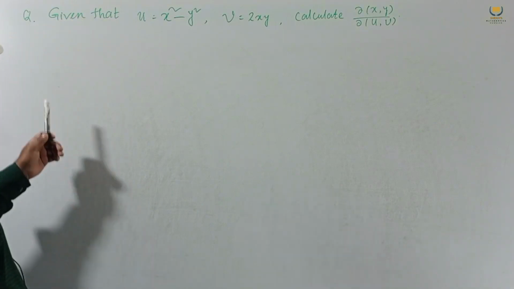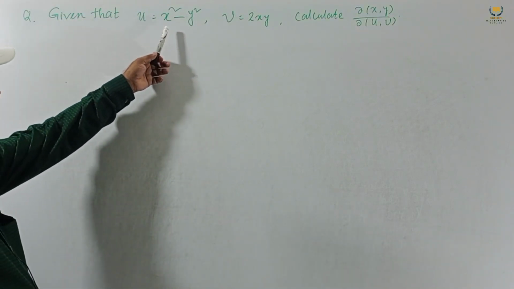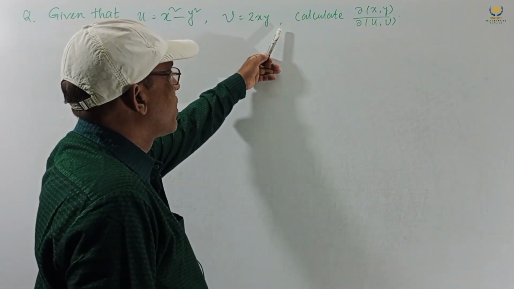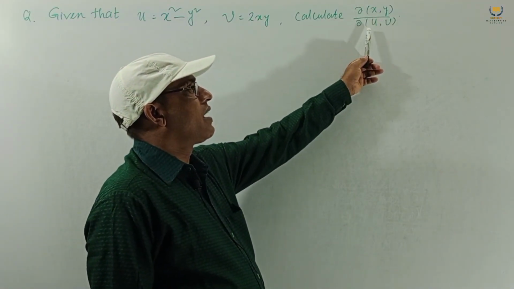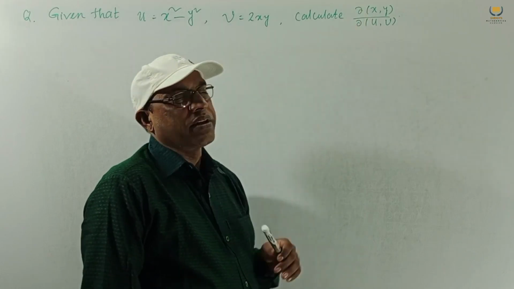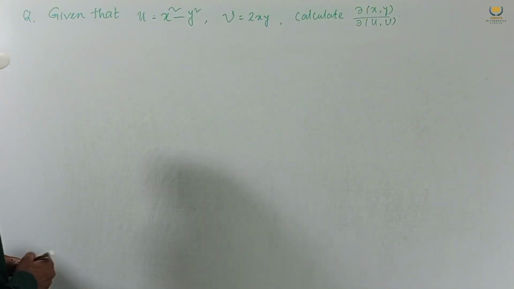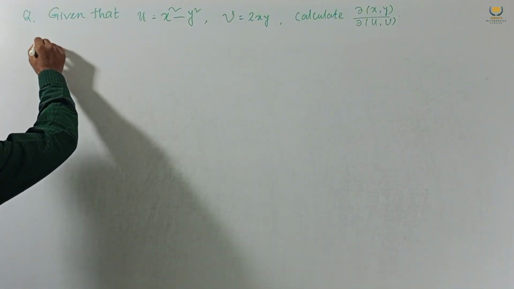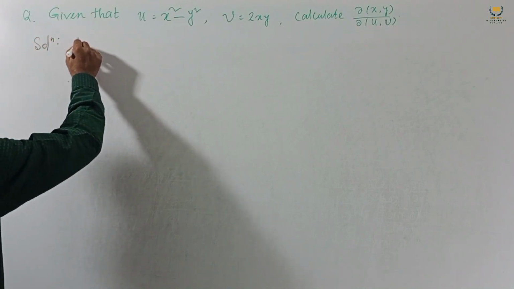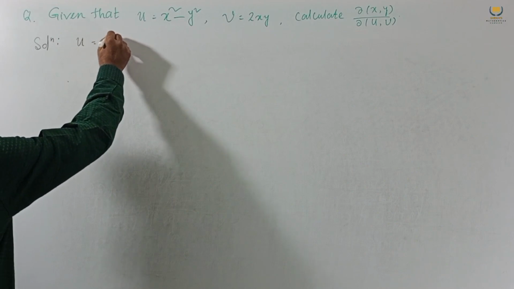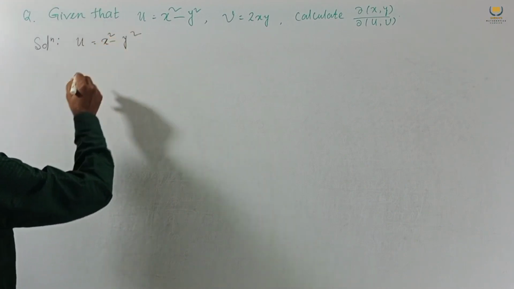The problem is given that u equals x squared minus y squared, v equals 2xy. Calculate ∂(x,y)/∂(u,v), that means the Jacobian of x, y. So, solution: first we write u equals x squared minus y squared.